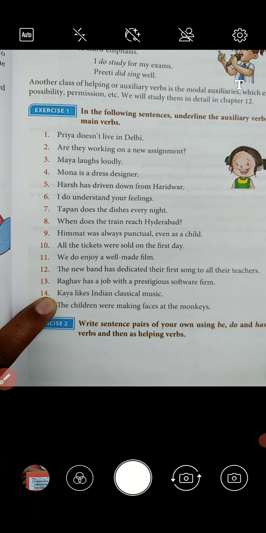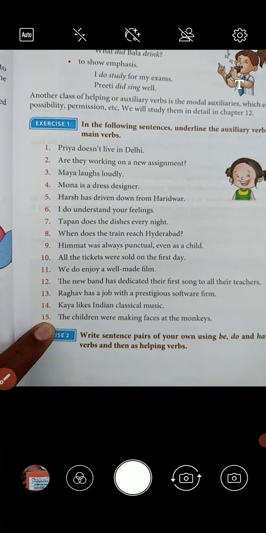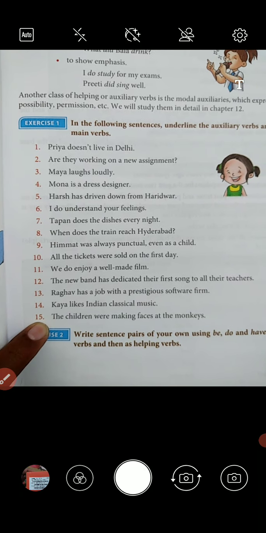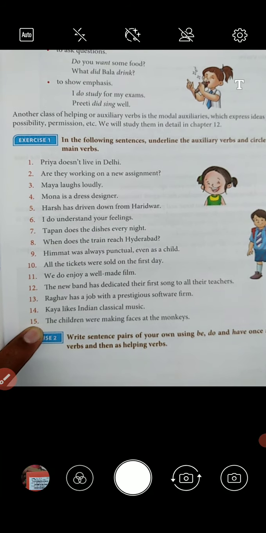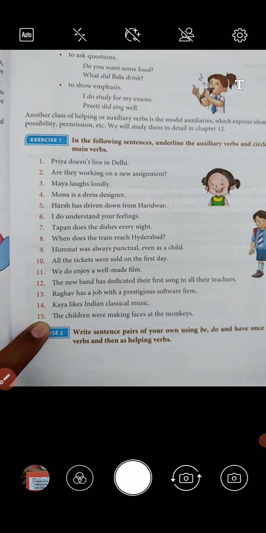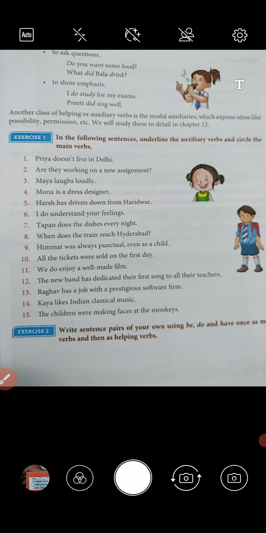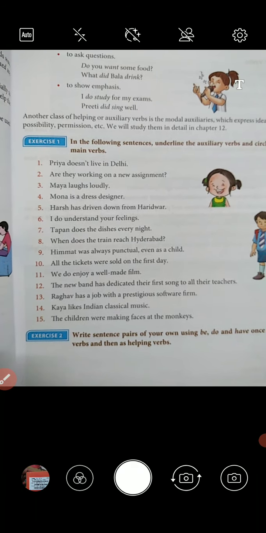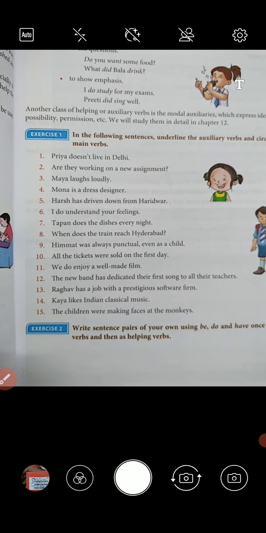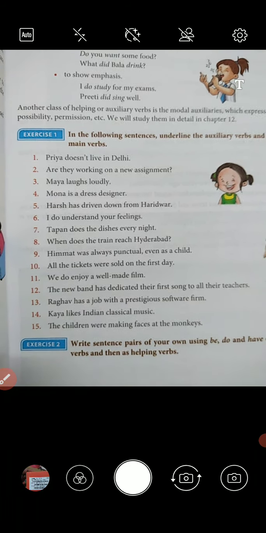Let's try. First one, Priya doesn't live in Delhi. Now you have to underline which is the auxiliary verb and circle the main verb. So underline the auxiliary verb and circle the main verb. Now tell me which is the auxiliary verb in this sentence. First one, Priya doesn't live in Delhi.